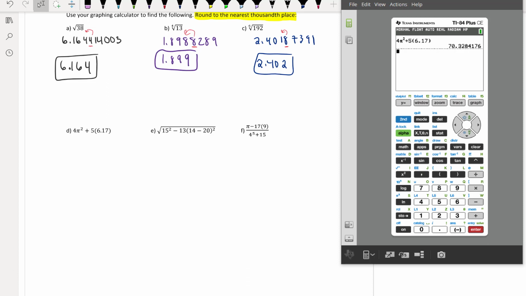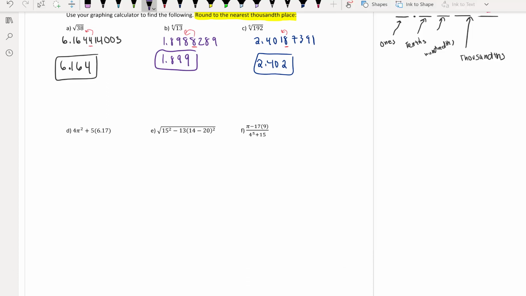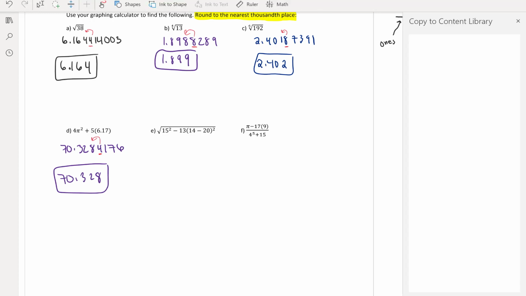So I have that 70.3284176. So I'm going to go ahead and copy that down. So I'm going to be looking at the place value of the thousands and the one right next to it. So it's the tenths, hundreds, thousands. This is the one behind the thousands. So that's going to tell me how to round. So here, because that 4 is smaller than 5, then it tells me to leave the 8 alone. So I have 70.328 by itself.